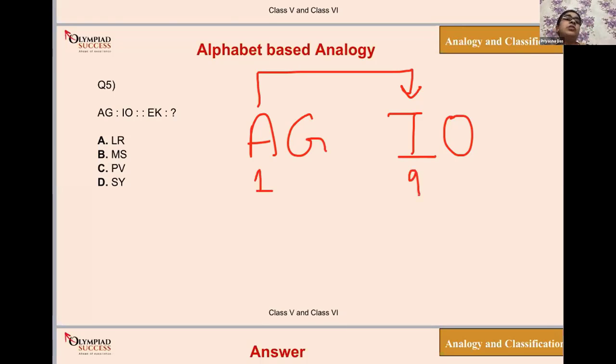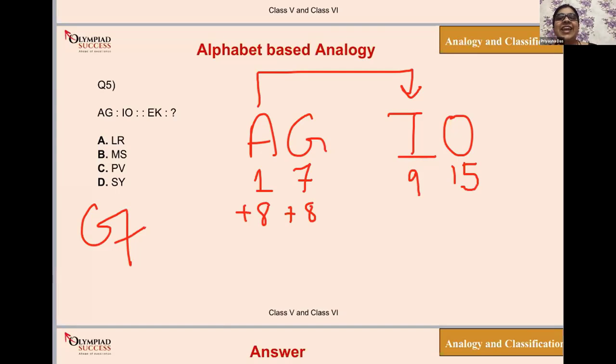And if I want to reach from 1 to 9, I'll have to do a plus 8. Similarly, what is the place value for G? If you remember, I wrote it like this. So it's 7. And if I add 8 to 7, I get 15. So is my logic working correct? Yes, yes, it is working correct.